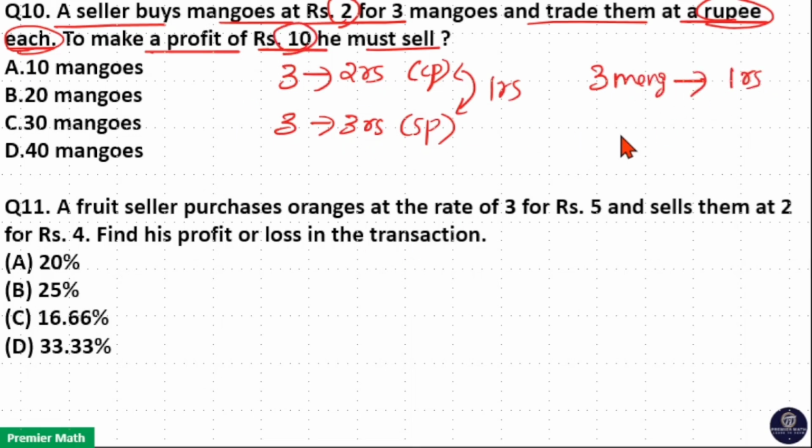Now out of 3 mangoes, he gets 1 rupee profit. So to make 10 rupees profit, he should sell 3 into 10, 30 mangoes. So option C is your answer.